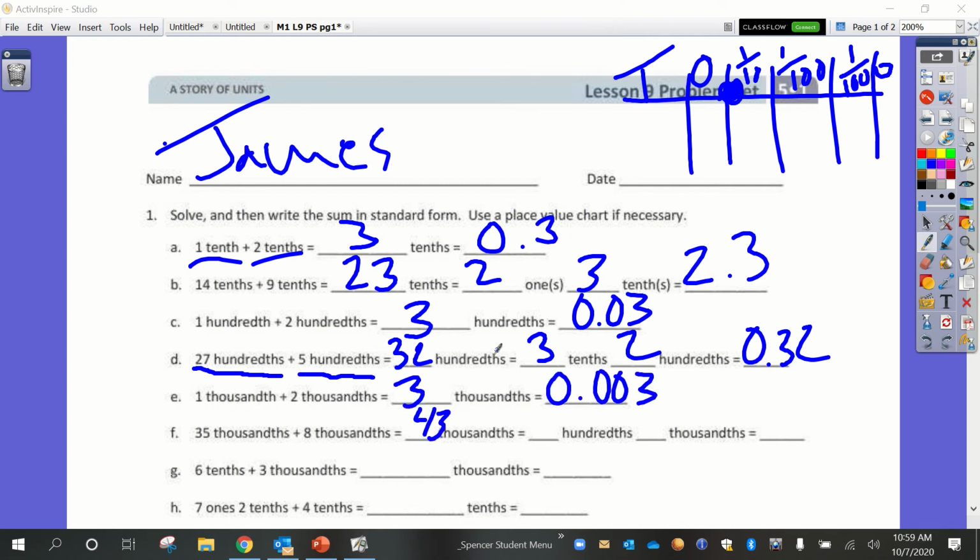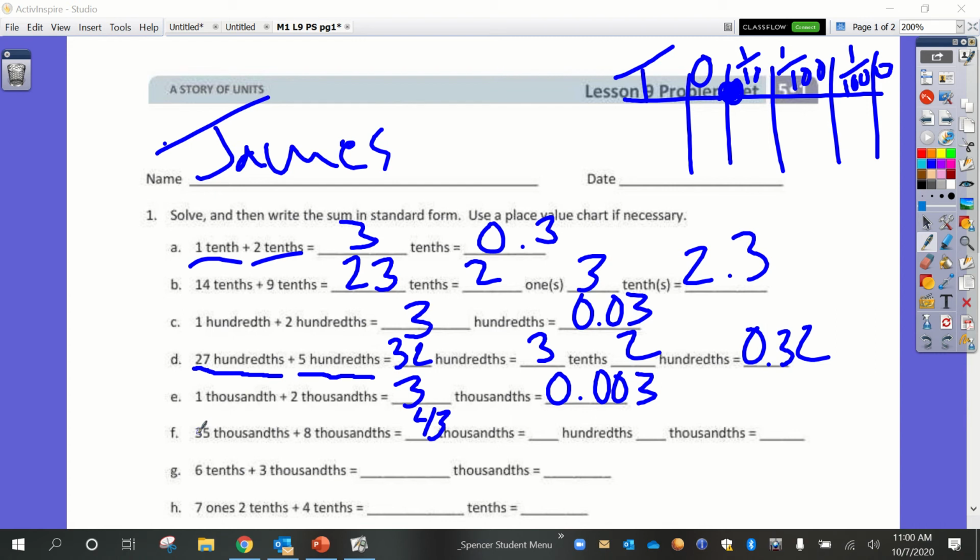Okay, welcome back. I did 1.5. I wanted to help you with this F one. So let's just look at E real quick before we move on to F. 1,000th plus 2,000ths, or 1 plus 2. As long as the unit's the same, we can add them together. So 1 plus 2 is 3. That's 3,000ths. If I visualize 3 in the thousandths place, I know it would be 0.003.